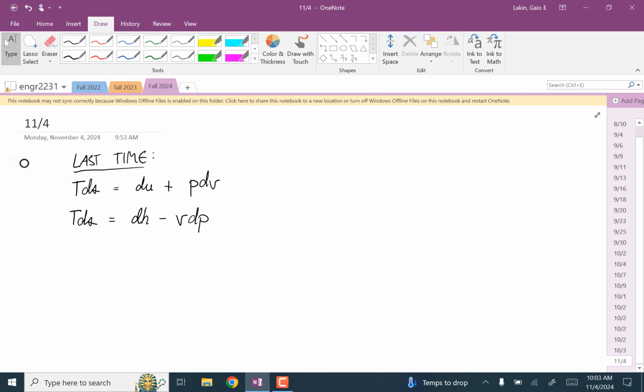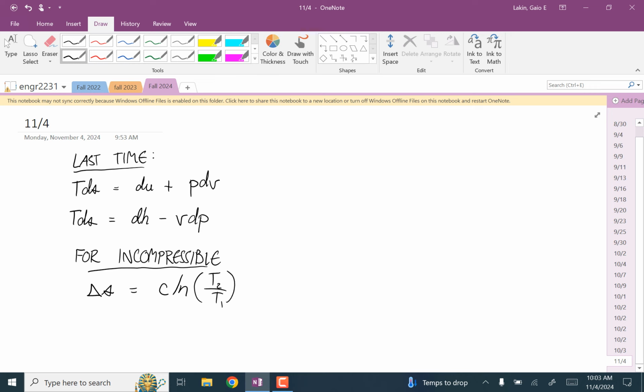And basically, we will always just use these in cases where we can make simplifications. We did do the one simplification that said for incompressible materials, the change in specific entropy is equal to the specific heat times the natural log of the later temperature divided by the earlier temperature. And remember that these have to be absolute temperatures, so we'll do these in Kelvin.